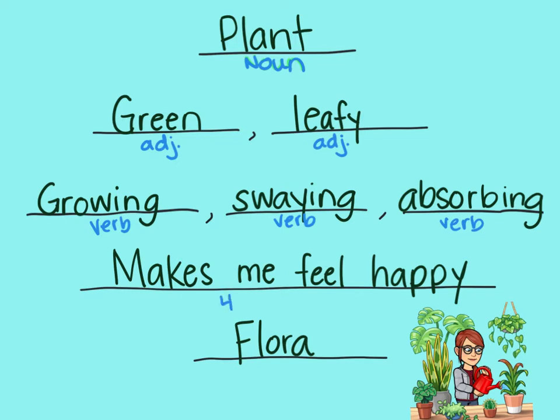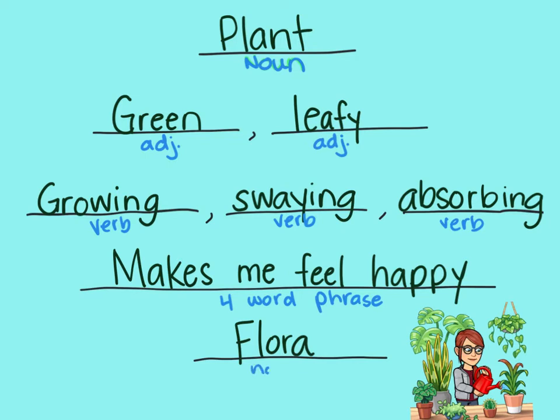Then I thought of a 4-word phrase. So this isn't a complete sentence, because if it was a complete sentence, it would say like plants make me feel happy, or they make me feel happy. But it's not a complete sentence, it's a phrase. Makes me feel happy.